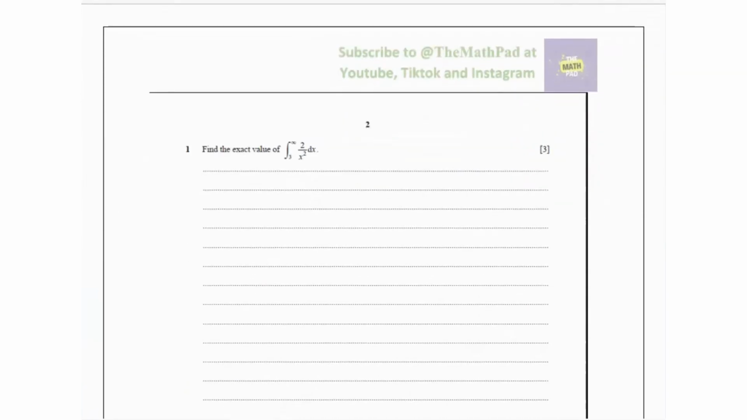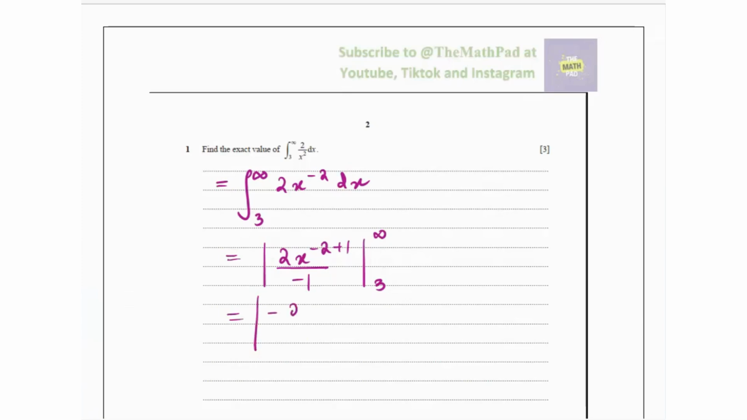Then it says find the exact value of the integral of 2 over x squared dx, but the limit is from 3 to infinity. So first rewrite this as a negative power, 2 times x to the power of negative 2. Then we integrate this. So it's going to be 2 times x to the power of negative 2 plus 1 divided by negative 1 from 3 to infinity. Negative 2 over x is what we have.